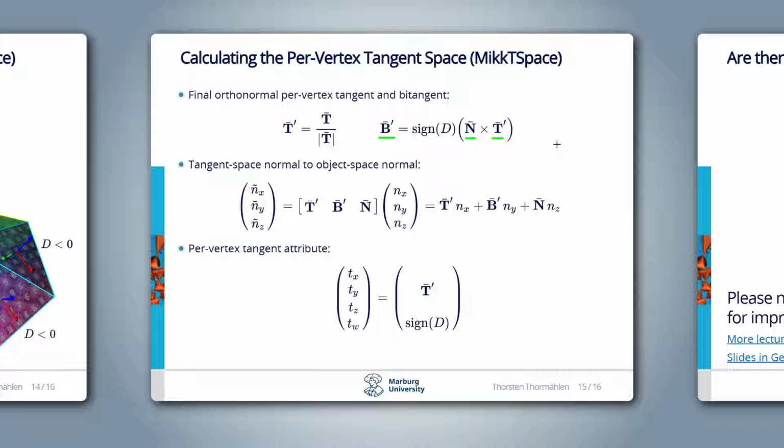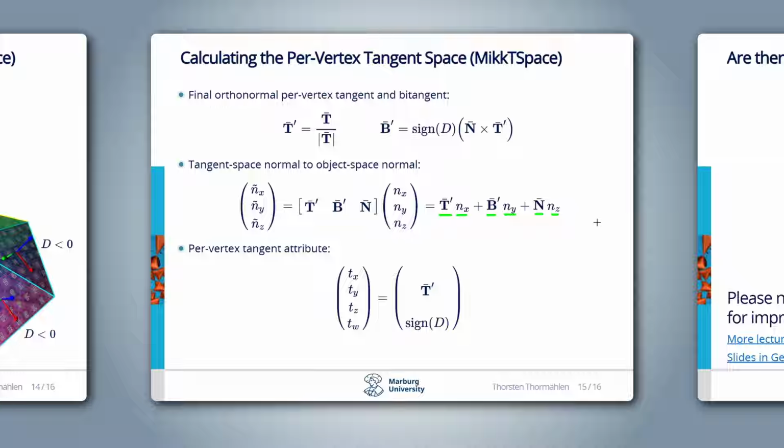The cross product is multiplied by the sign of the determinant d to form either a right-handed or left-handed orthonormal tangent frame. T bar prime, b bar prime and n bar give us the final 3x3 TBN matrix that transforms a normal from the reference tangent space to the object space. If we do not want to use matrix vector multiplication, we can also compute t bar prime times nx plus b bar prime times ny plus n bar times nz.